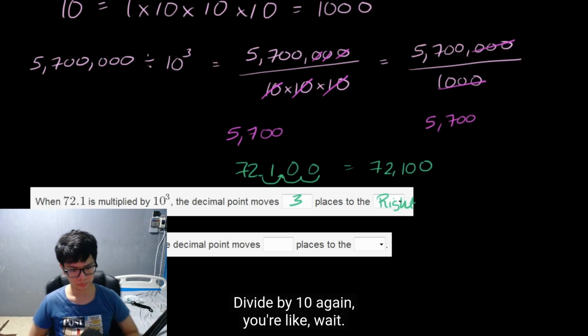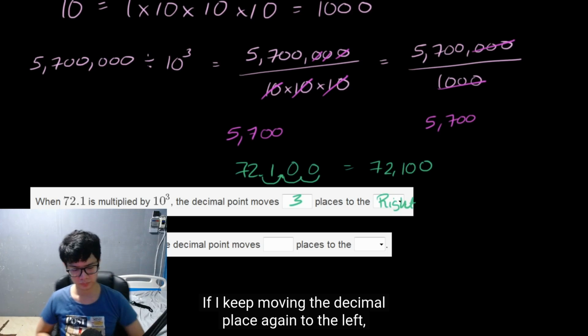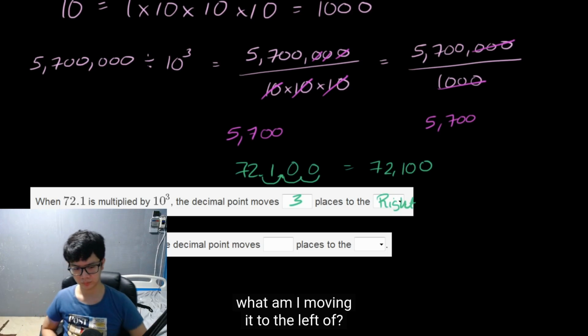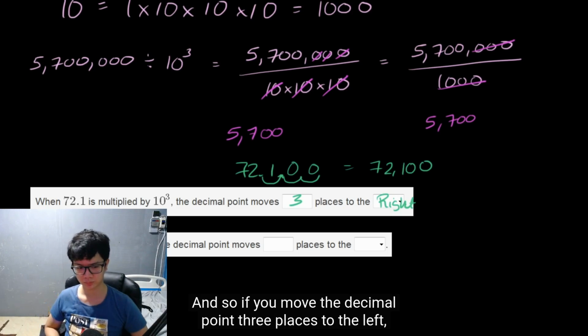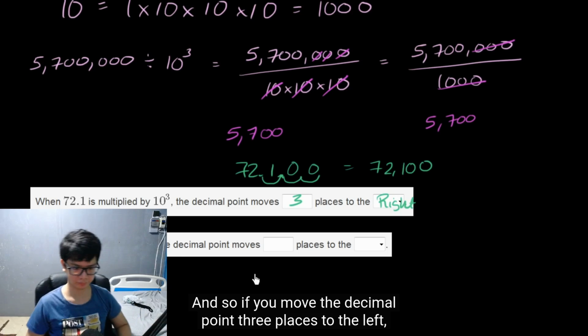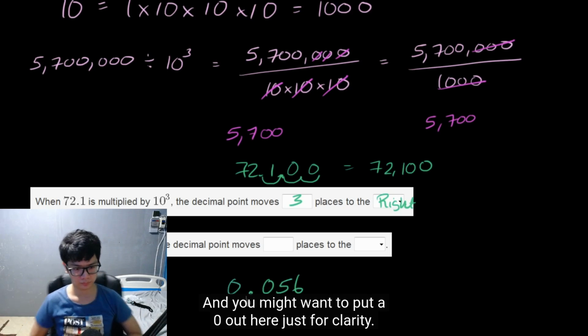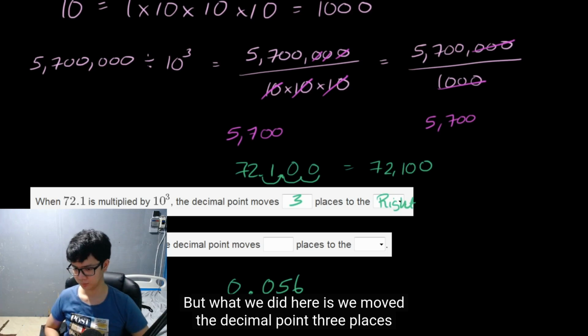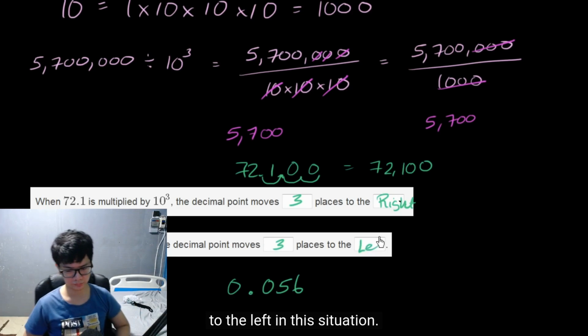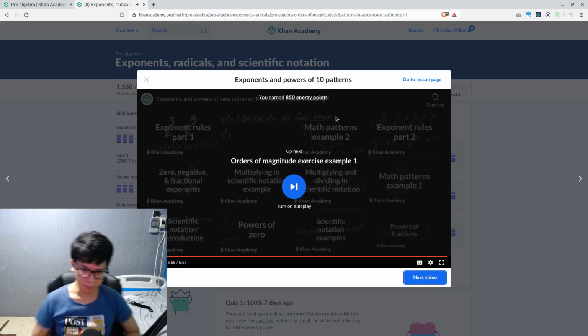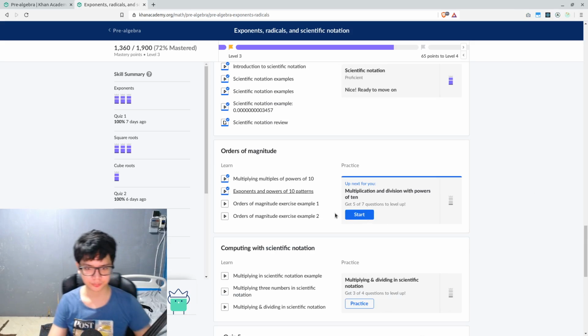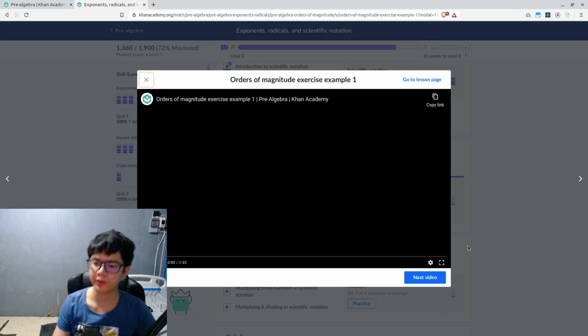Divide by 10 again, like, wait, if I keep moving the decimal place again to the left, what am I moving to the left of? Well, you can throw a 0 right over here. And so if you move the decimal point 3 places to the left, you are left with 0.056. And you might want to put 0 out here just for clarity. But what we did here is we moved the decimal point 3 places to the left in this situation. You got a smaller value. Yep, that's true.